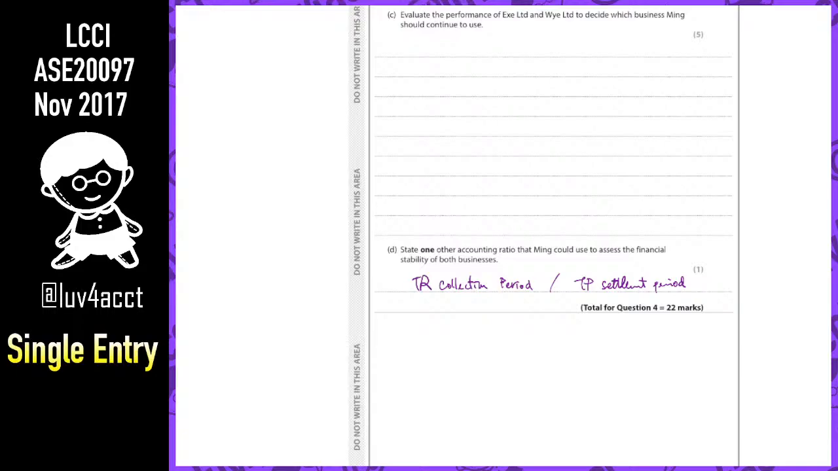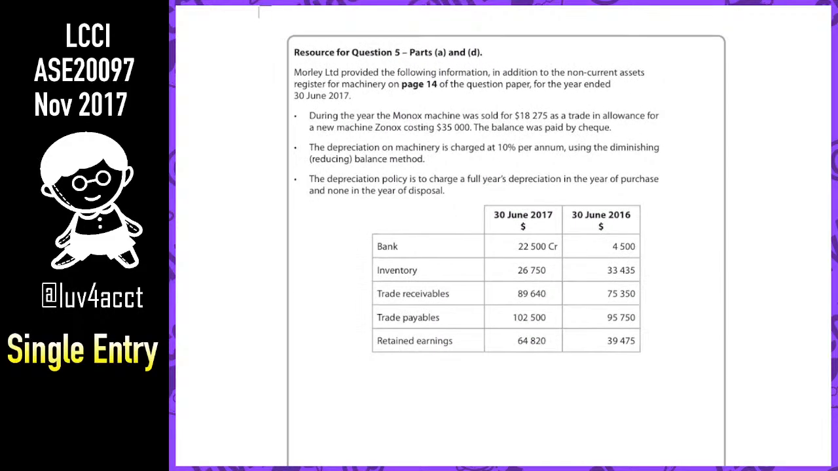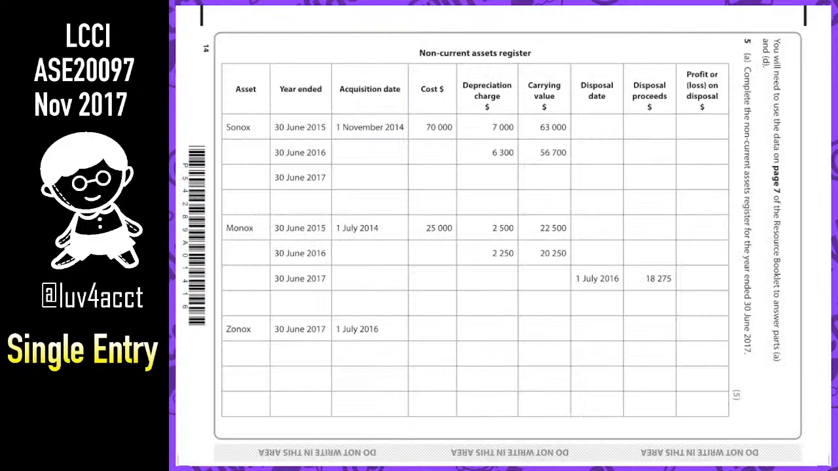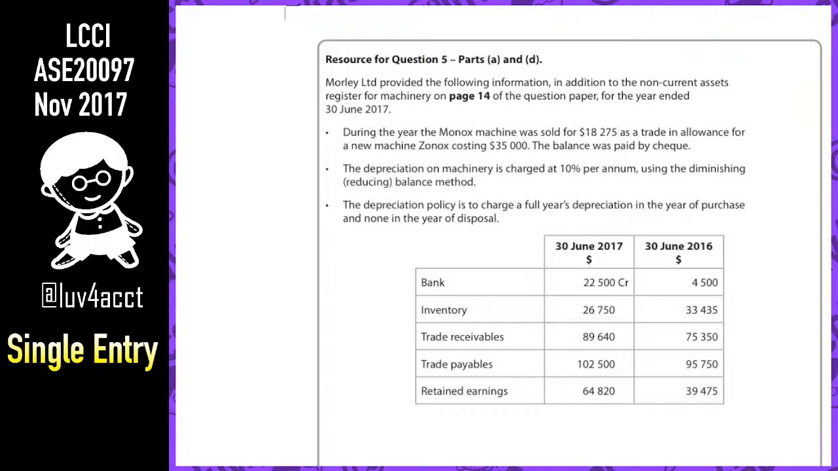Let us move on to question 5. Question 5. We have to prepare the non-current asset register for Sonox, Monox, and Zunox. Anyway, that is so bad. Okay, let's take a look. This company, Morley Limited, provided this information.